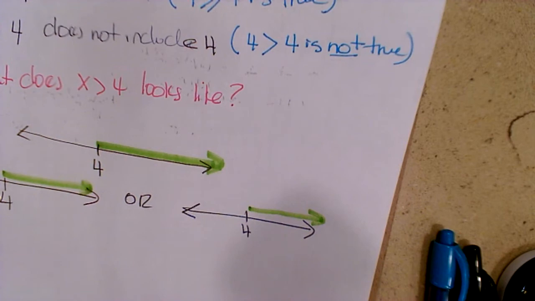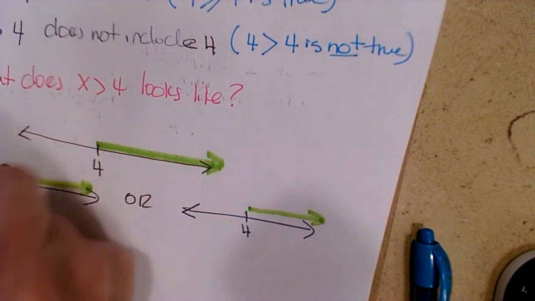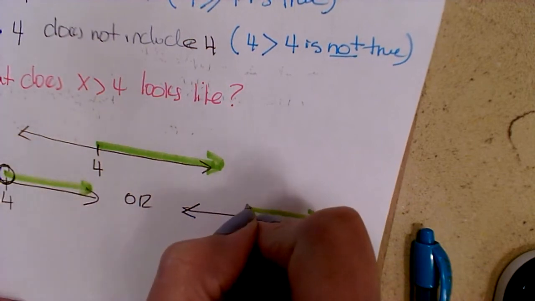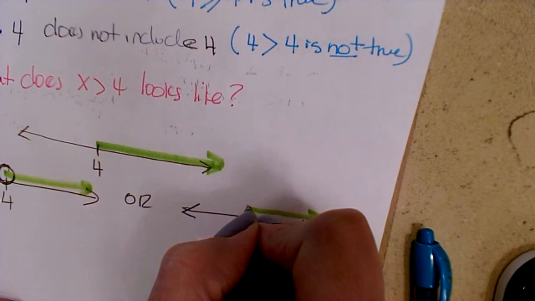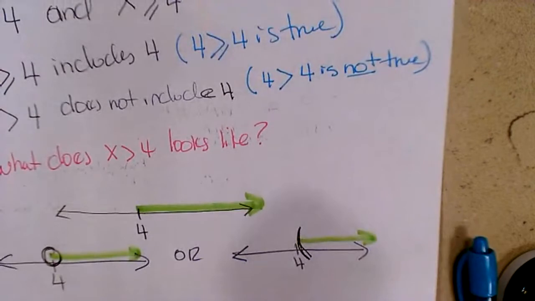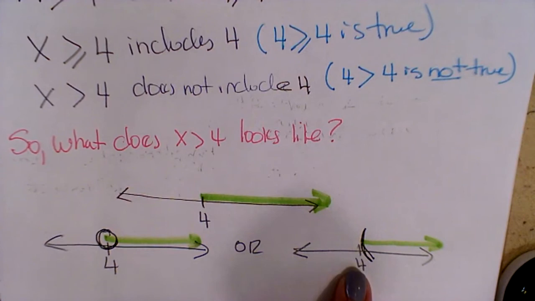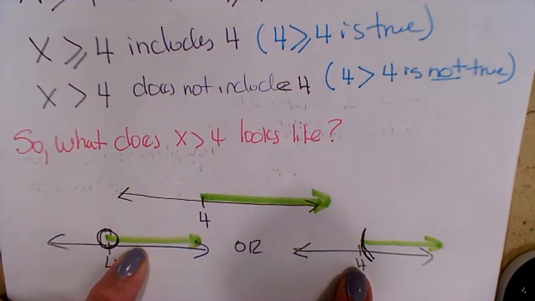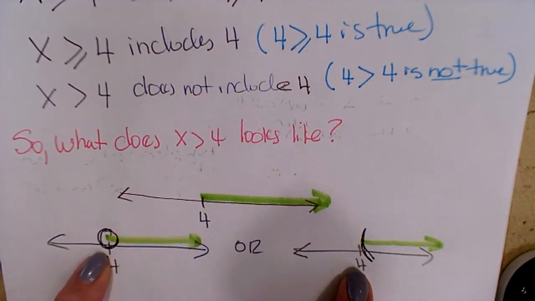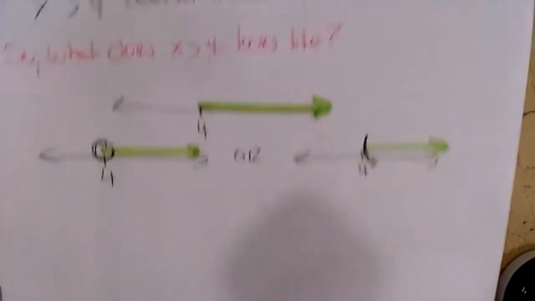Okay, so there are two ways that we could do this. You could just use an open circle, which means you're not including the 4, or an open parenthesis. I like the open parenthesis a lot. That's the one that I use all the time. So there are two ways to graphically show that we do not include the number 4: open circle or parenthesis.